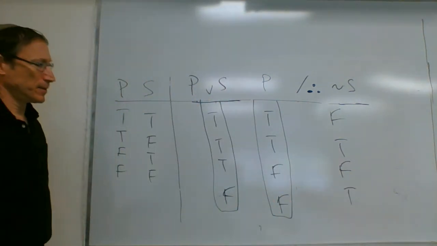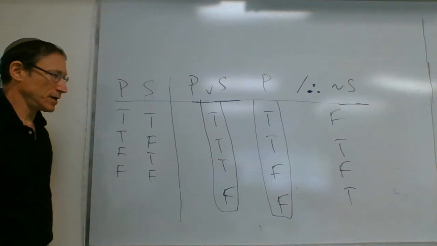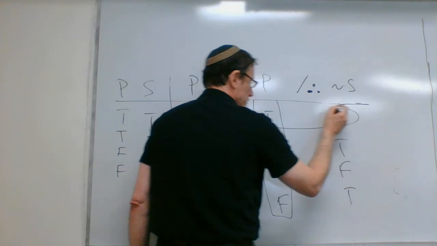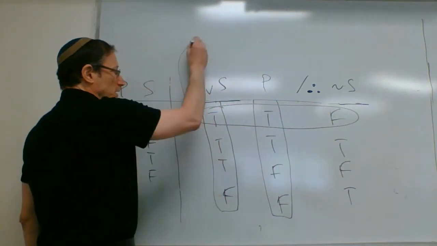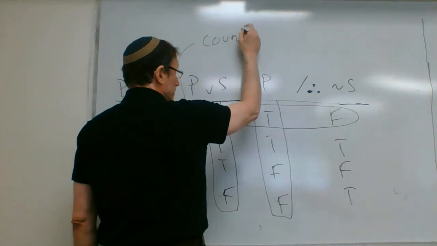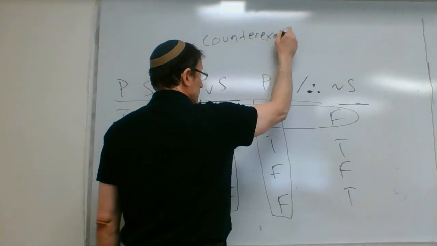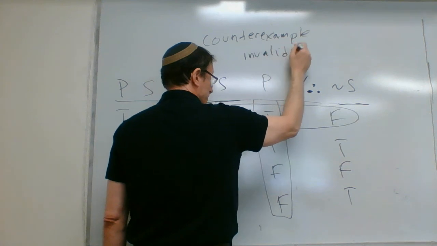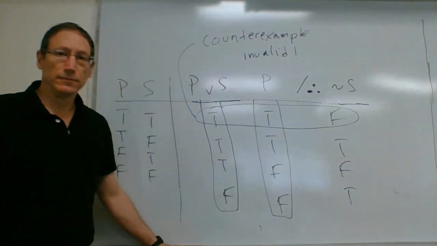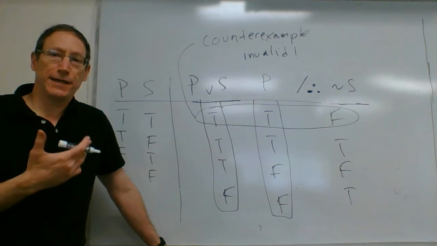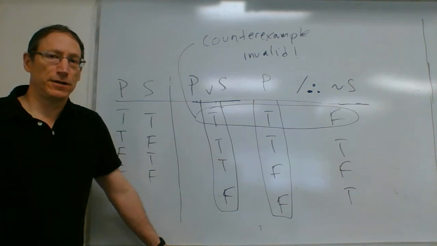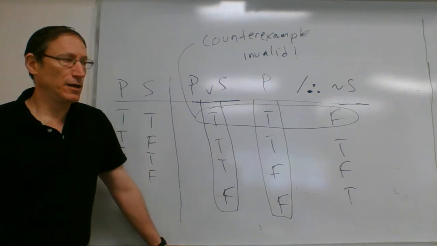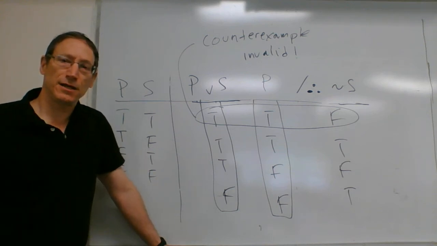Is there a counterexample? Yes, there is. On the top row, we see that the premises come out true and the conclusion comes out false. So my suspicions were correct. There is a counterexample, and it's invalid. The thing that's nice about this method is that you can prove that something is either valid or invalid. It's not just a matter of, it seems to me like this is invalid. There's a way of demonstrating that this argument is invalid.